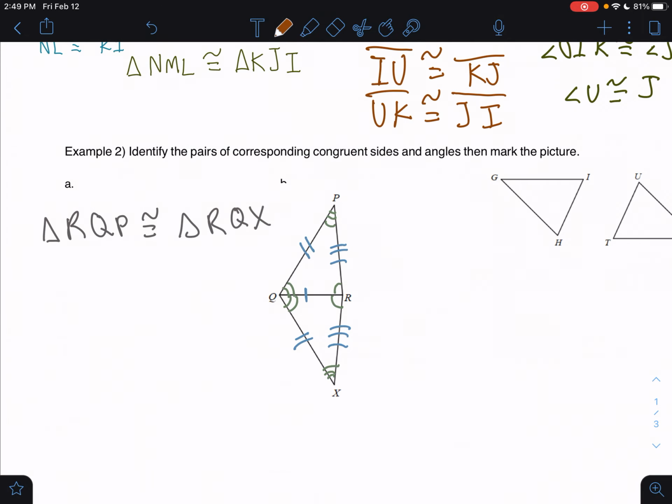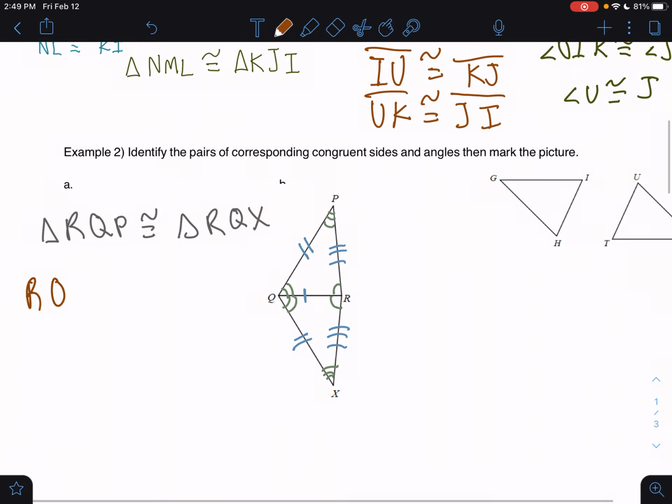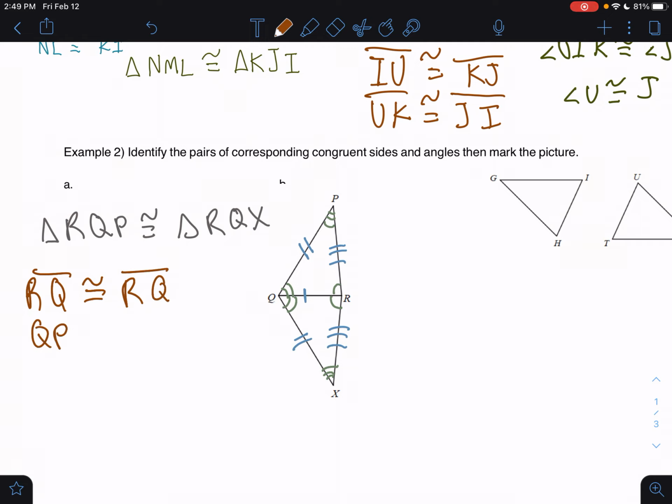Let's start with the sides. And since we already have our triangle congruence statement, they gave it to us, that'll really help us with our sides because we already know that RQ is congruent to RQ. We can start with that one. So RQ congruent to RQ, QP congruent to QX, RP congruent to RX.